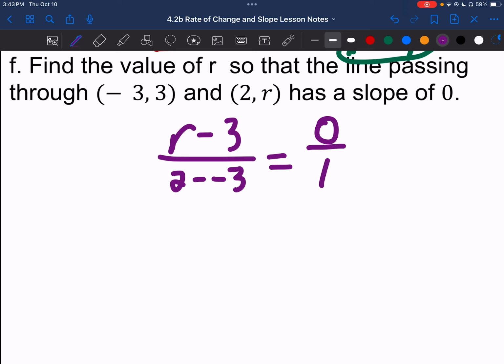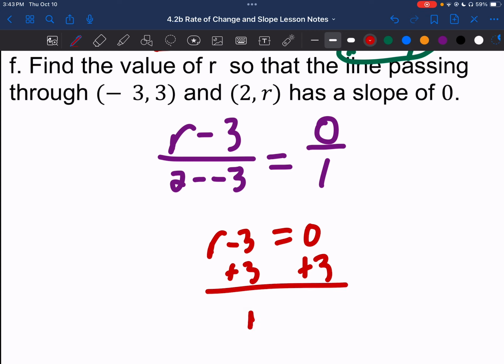And let's just keep it simple again and do over 1. So r minus 3 is going to be equal to 0, and then we're going to add 3 to both sides, and we're going to get r is equal to 3. Again, I'm just looking at that top part here. In order for it to be 0, the piece on the left, r minus 3, needs to equal 0.